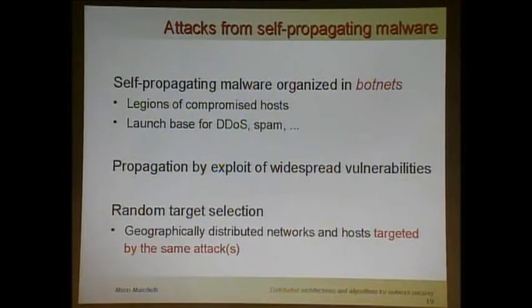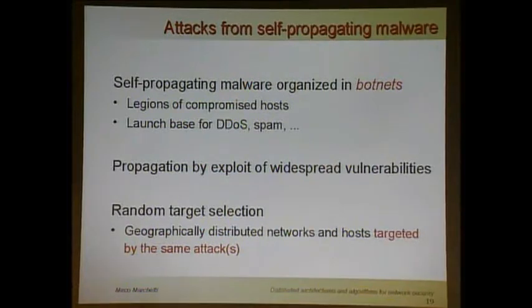Internet worms and self-propagating malware in general are usually organized in botnets, meaning that there are networks of up to hundreds of thousands of compromised machines that operate on a common goal. For example, they are the basic infrastructure that attackers use to launch distributed denial of service attacks and also to send spam emails.